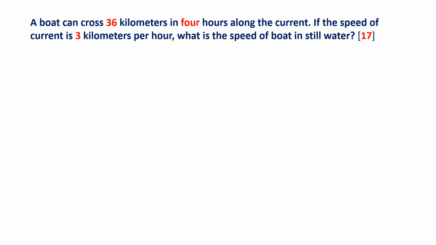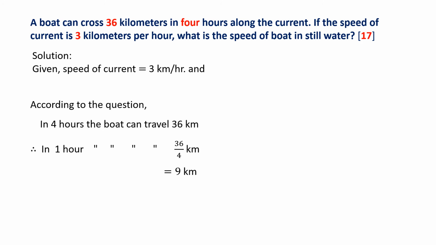So in the first line, a boat can cross 36 kilometers in 4 hours. Okay, I can see that the speed of the current is 3 kilometers per hour, but the speed of the boat is not given. But in 4 hours the boat can travel 36 kilometers. So in 1 hour the boat can travel 36 divided by 4 equals 9 kilometers. And you all know that distance traveled in unit time is called velocity. So here the distance is 9 kilometers and it is in unit time because the time is 1 hour.